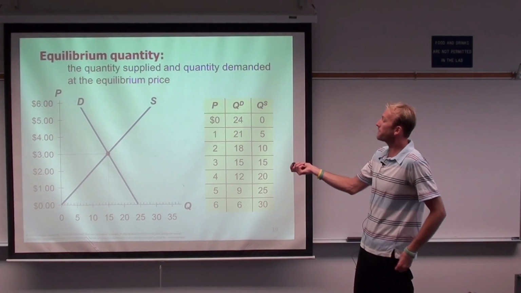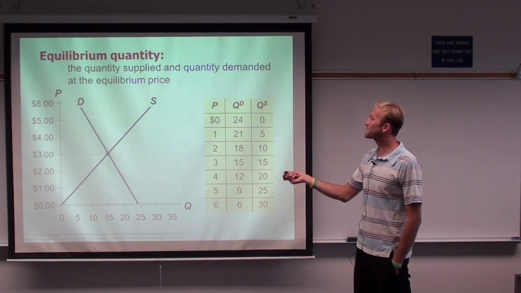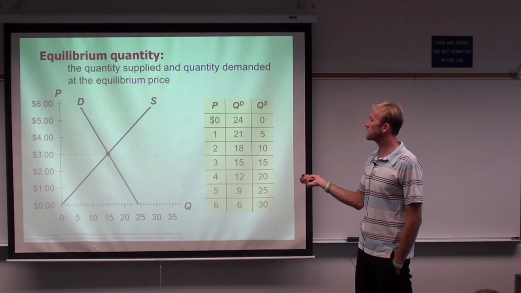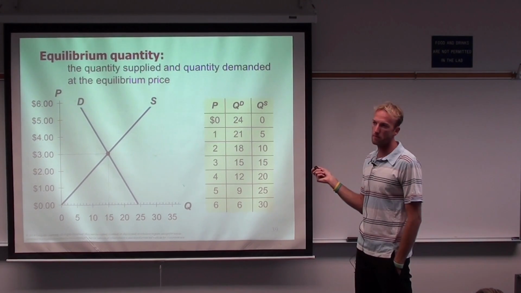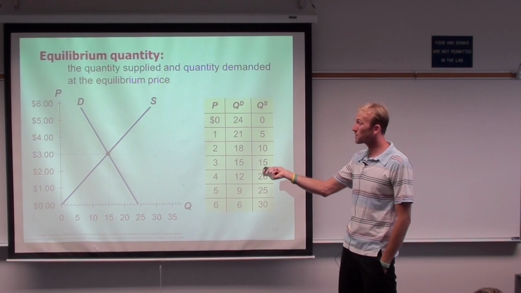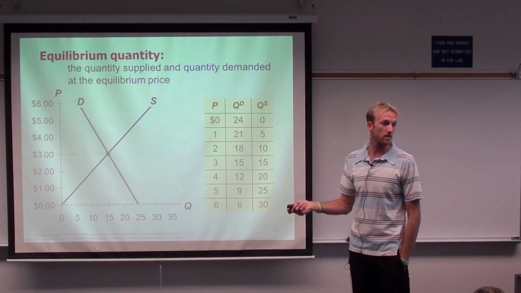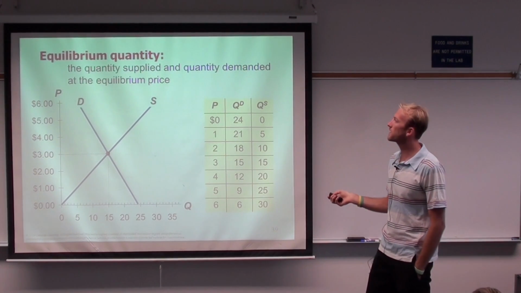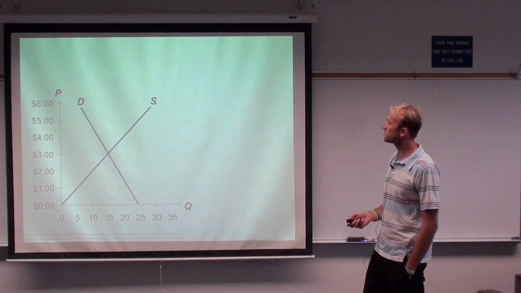And if you have just a supply schedule, it's pretty easy. You just find the spot where the quantity demanded equals the quantity supplied. If you have a graph, it's also pretty easy. You just look for the place that the graphs cross. Okay? Let's go into that just a little bit more.